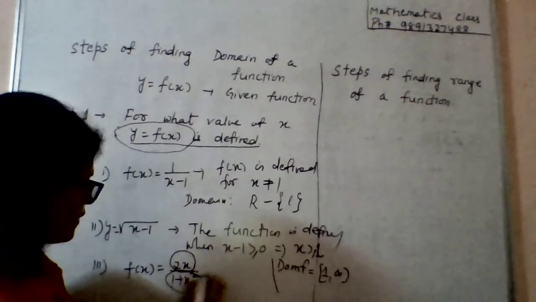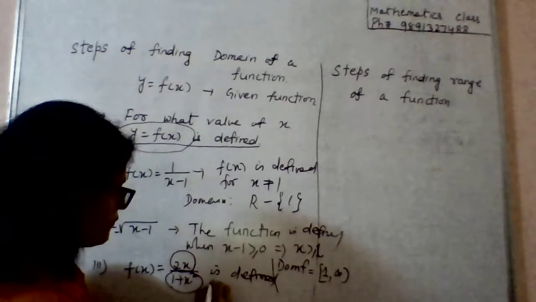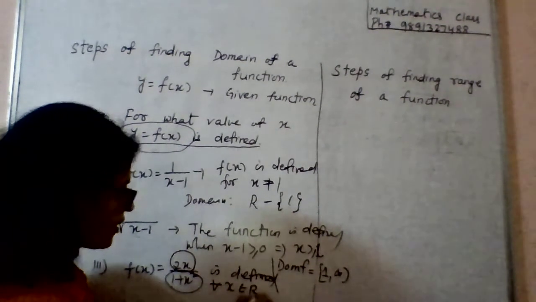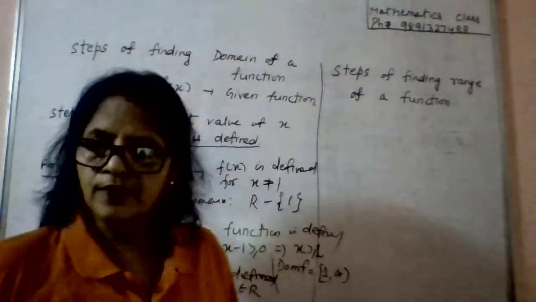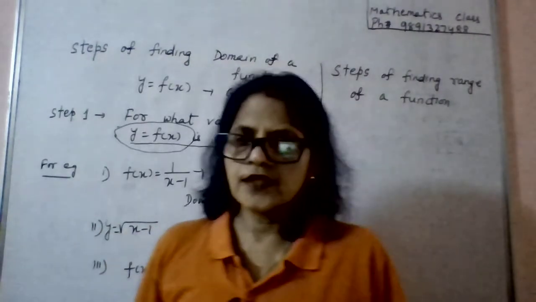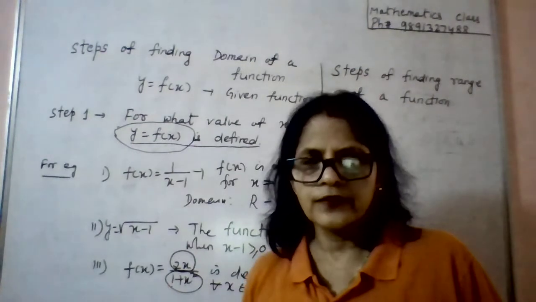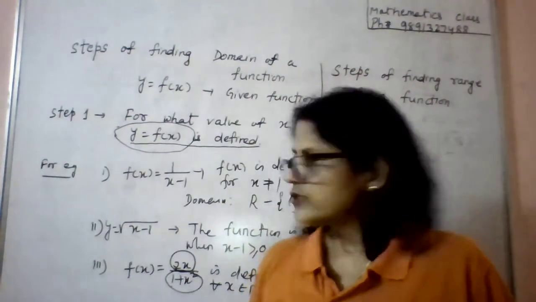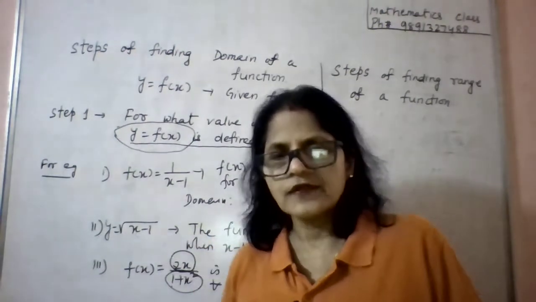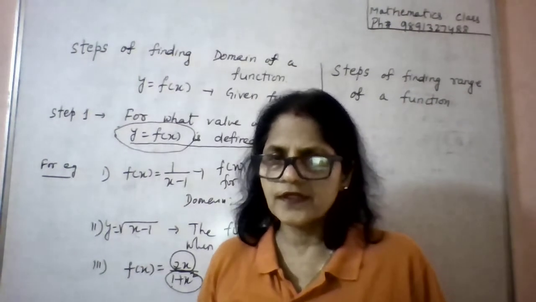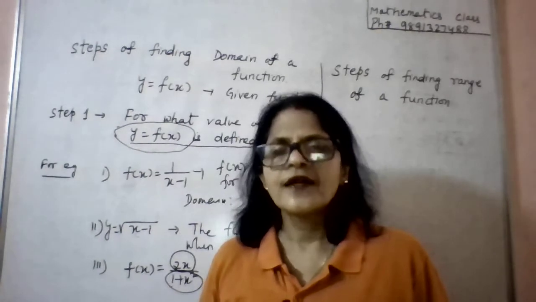So here you can write this is defined for all x belongs to R. So here the domain of the function is the set of real numbers. Is it clear? These are some of the simple examples I have taken to make you understand how to find the domain of functions. This is the basic step. First thing we have to ask ourselves: for what value of x is f(x) defined, or you can say, for what value of x is f(x) real.